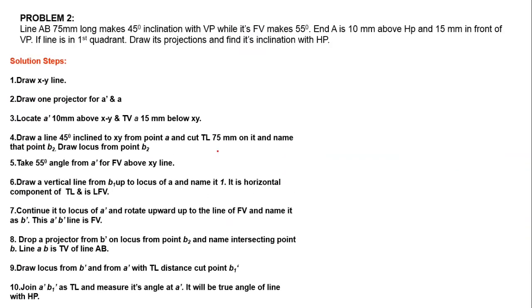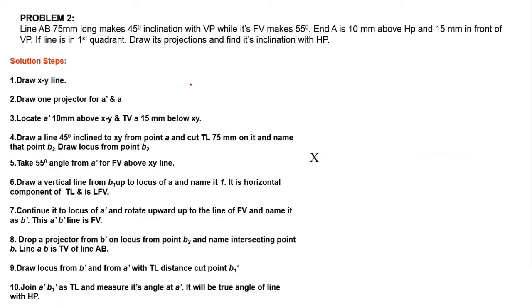and this is second problem. Line AB 75 mm long makes 45 degree inclination with VP, while its front view makes 55 degree. End A is 10 mm above HP and 15 mm in front of VP. If line is in first quadrant, draw its projections and find its inclination with HP.